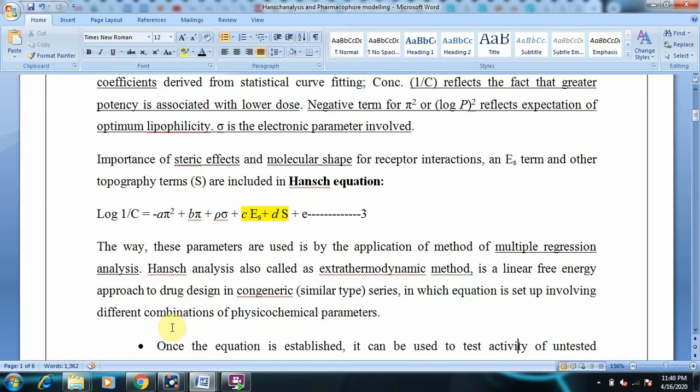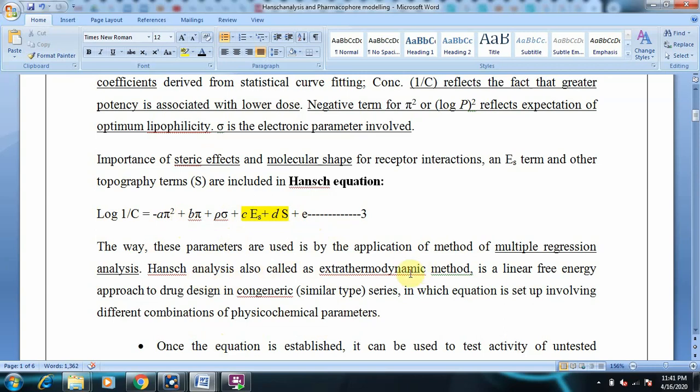Hansch analysis is also called the extra thermodynamic method, a linear free energy approach to drug design in congeneric series. What is a congeneric series? A similar type of series, in which an equation is set up involving different combinations of physicochemical properties. As we said, the physicochemical properties can be varied. We can include, we can delete, so we can set up an equation according to our choice. So this method is a type of multiple regression analysis. Why? Because we use multiple parameters in the equation.